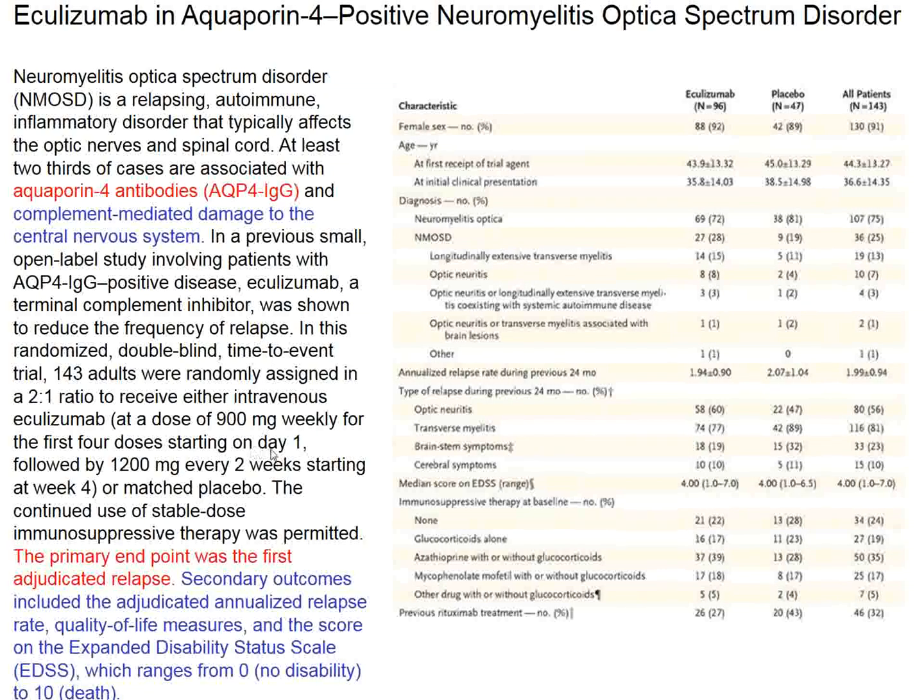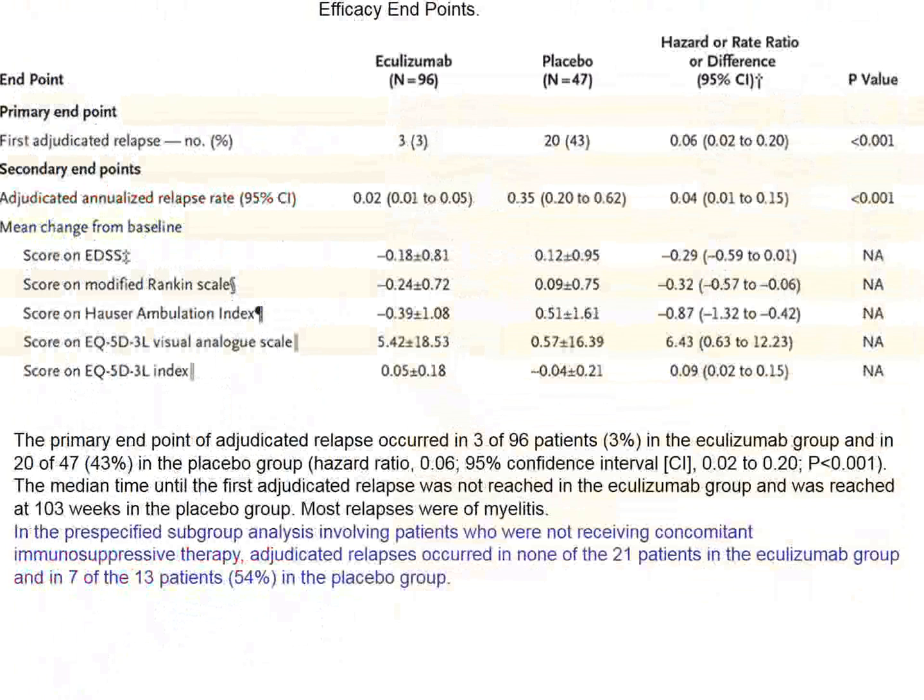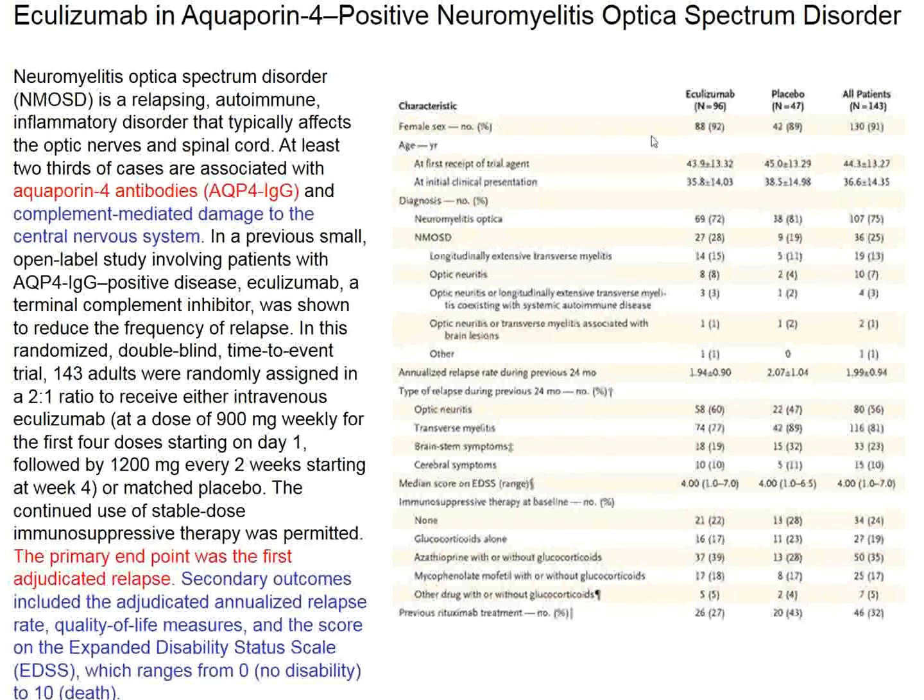So these patients were aquaporin 4 antibodies positive. And they were randomized to eculizumab against placebo. And the primary outcome here, the endpoint, is avoidance of relapse. So the patients were evaluated in terms of relapse by their personal neurologist, and also by an adjudicating committee that looked at these data after the study was done. And if we look at these patients, 96 in the eculizumab group, 47 in the placebo group, so they're randomized in a relationship of 2 to 1.